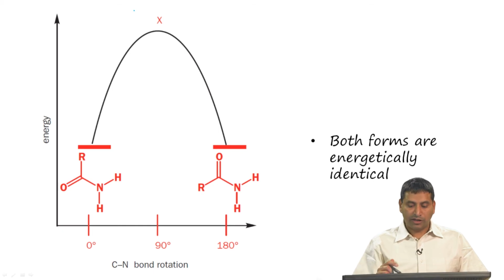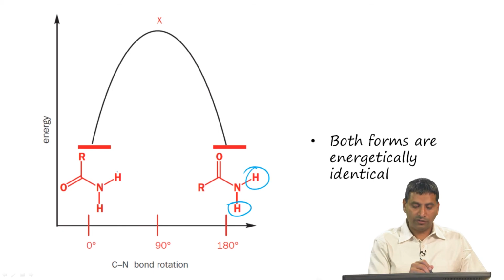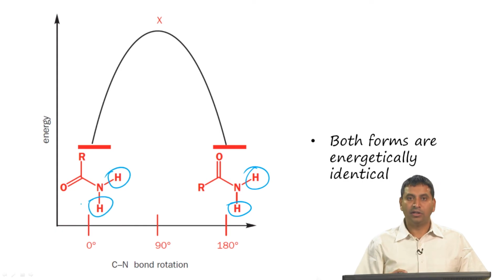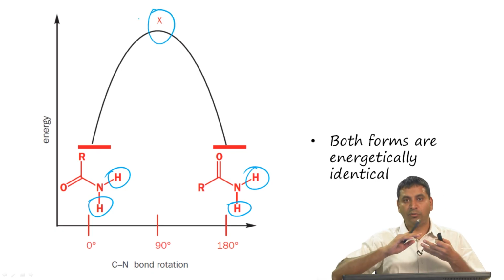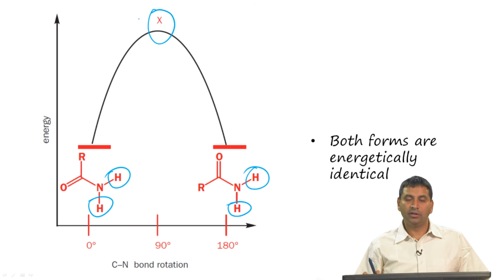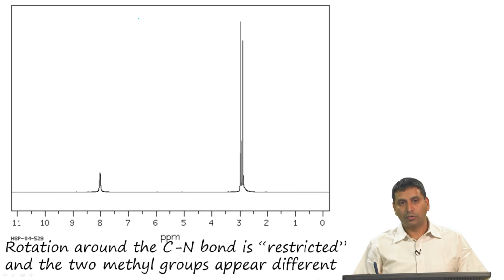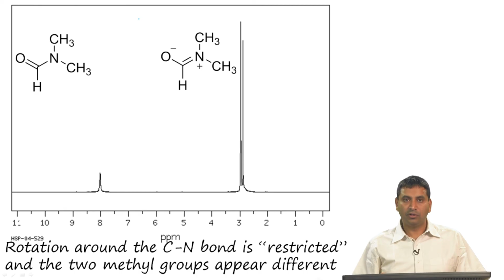So, if we start with the two hydrogens instead, we can imagine that both the forms are going to be energetically identical, but there would still be a form wherein there is going to be least conjugation between the two groups. Therefore, rotation of the carbon nitrogen bond can be understood to be restricted, and therefore, there are two methyl groups that appear and they are appearing to be different. This is an example of how we can understand equilibria.